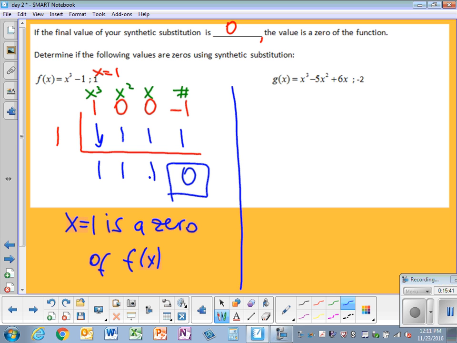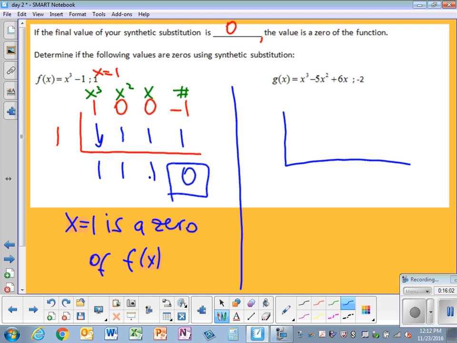And by the way, what does it mean it's 0, right? If I plug this function into my calculator and graph it, what is x equals 1? It will be my x-intercept, right? Excellent. Making the connection? Okay, so let's move on to the next example.